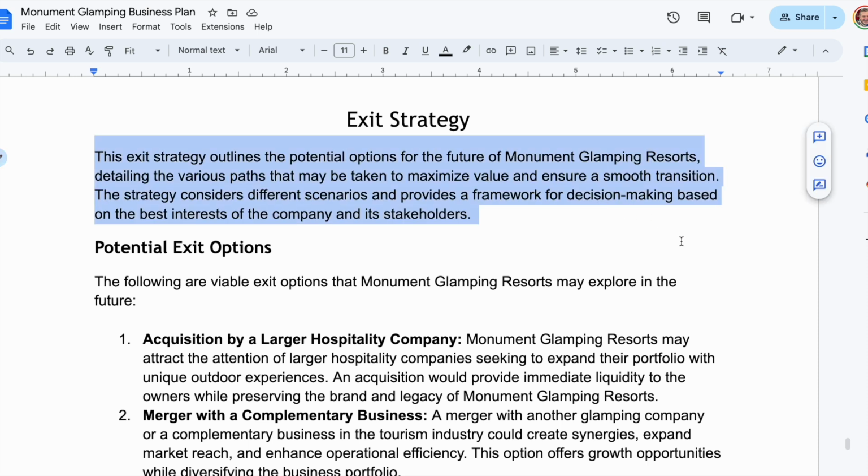The exit strategy outlines the potential options for the future of Monument Glamping resorts, detailing the various paths that may be taken to maximize value and ensure a smooth transition. The strategy considers different scenarios and provides a framework for decision making based on the best interests of the company and its stakeholders.